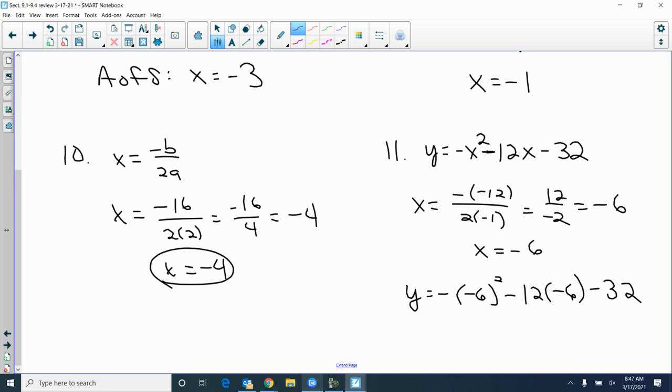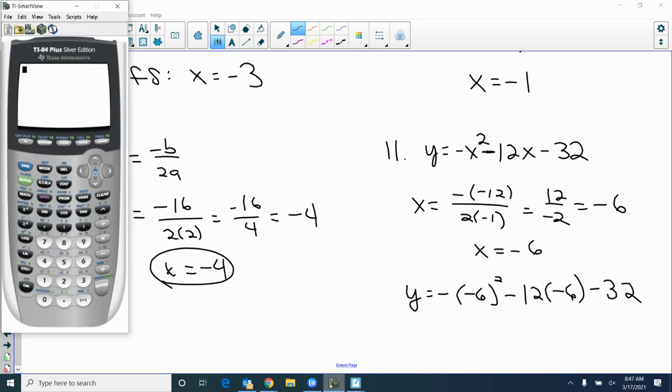Now, what did you say you got? 4? All right, does anybody agree with that? He agrees with it. Zach agrees with it. So if I'm plugging that in, I got that negative on the outside, parentheses, negative 6 squared minus 12 times negative 6 minus 32.